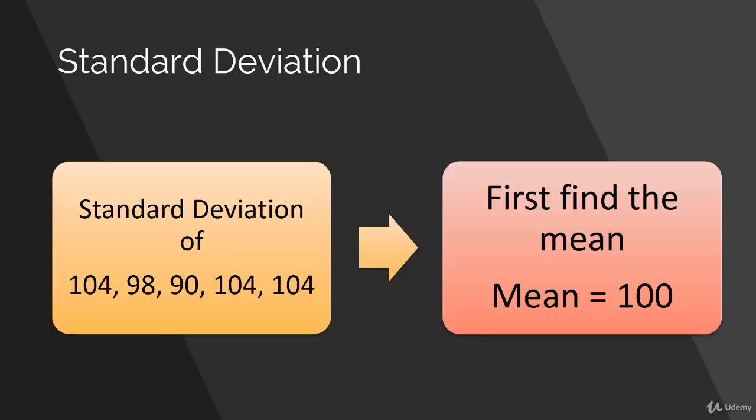So with this background, let's calculate the standard deviation of those same numbers. And these numbers are 104, 98, 90, 104 and 104. To find out standard deviation, there are a number of steps. Let's go slowly step by step and understand that. The first thing which you want to do is find out the mean of these numbers. So the mean of these numbers is 100, which we have calculated earlier as well. You add these 5 numbers, divide by 5, that will give you 100. So that's the mean. That's step number 1 to calculate the standard deviation.